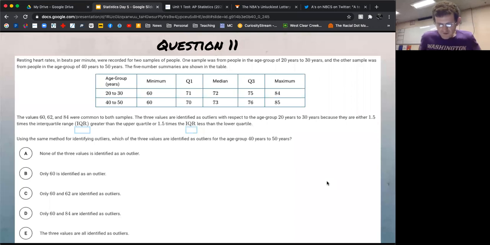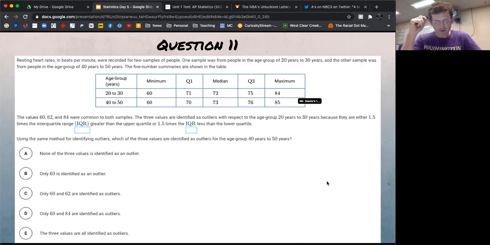Okay, this one, dealing with two-way tables on this, no, it's not a two-way table, I'm sorry. This is a summary of two data sets. We have 5 number summaries for age group 20 to 30 and 5 number summaries for 40 to 50.